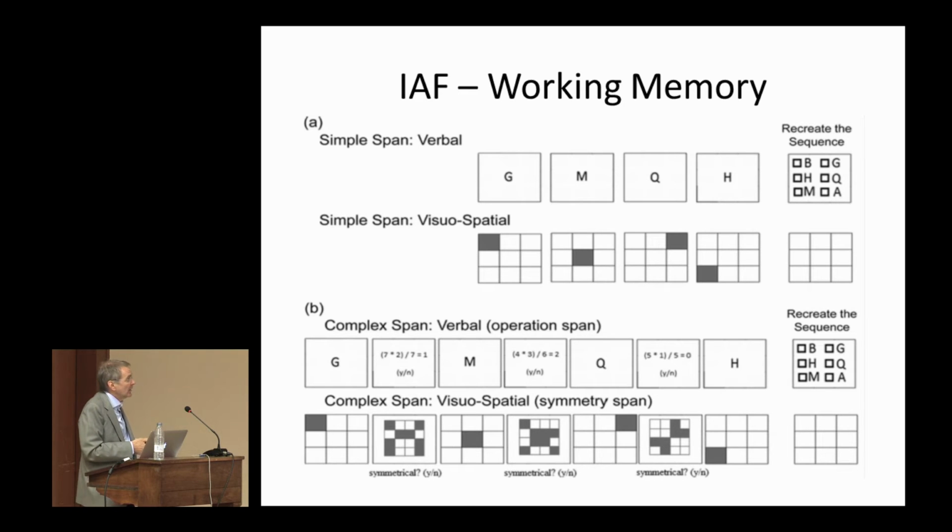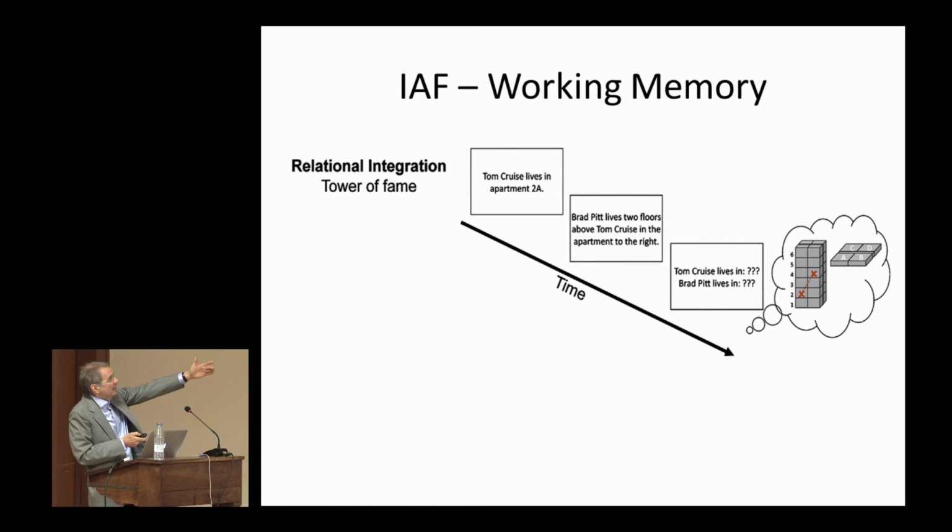And the third one is the Oberauer study. His idea is relational integration. And so you have here the test. So you see Tom Cruise lives in apartment 2A. Brad Pitt lives 2 floors above Tom Cruise in the apartment to the right. And then this vanishes, and then you get this: where lives Tom Cruise, where lives Brad Pitt. So this is the test.